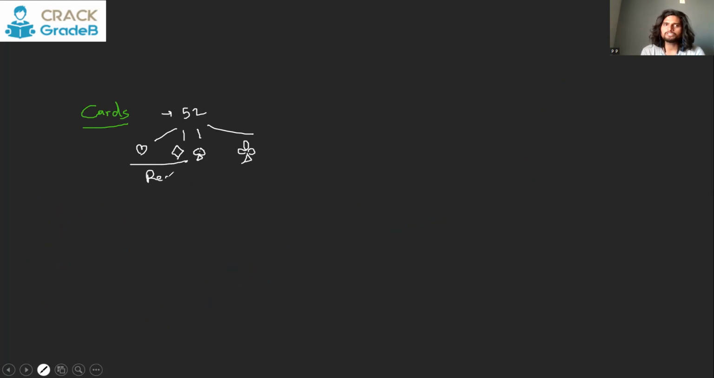These 2 are red suits. These 2 are black suits. Every suit has 13 cards. 1 to 10 are called the number cards because they have numbers written. One, of course, has a letter upon it, but we call it an ace or 1. And the remaining 3 cards, Jack, Queen, and King, are called the face cards because they have a face upon them. In such a way there are 10 and 3, 13 cards per suit. Every suit has those 13 cards. So 13 into 4, there are a total of 52 cards.